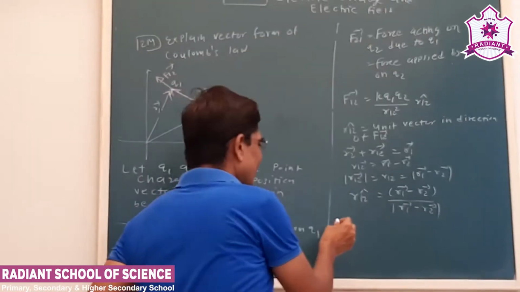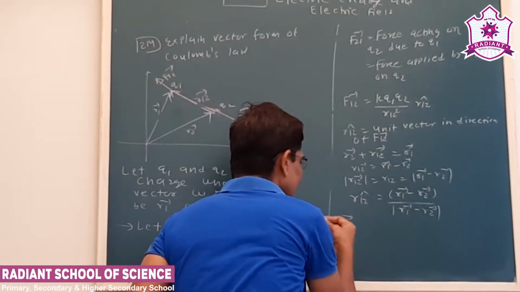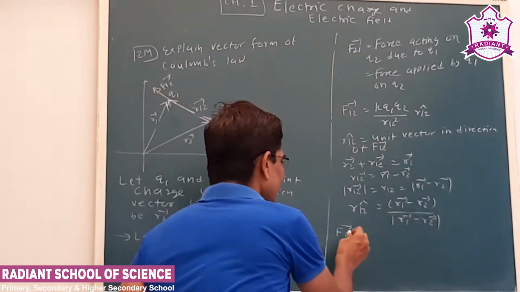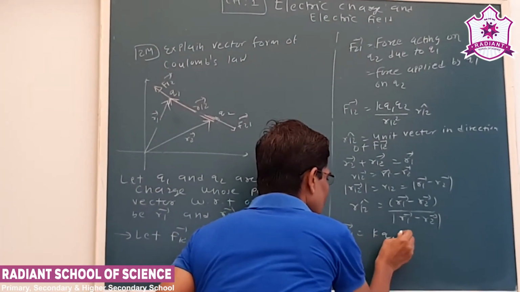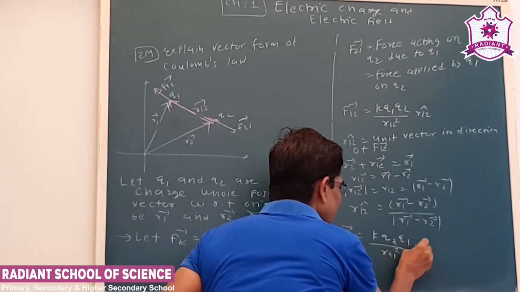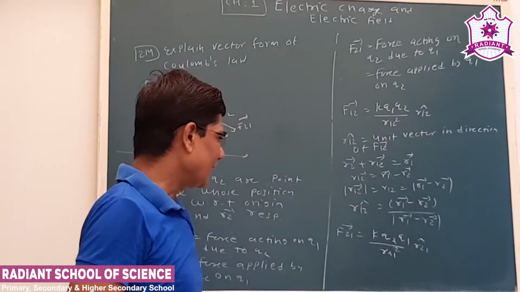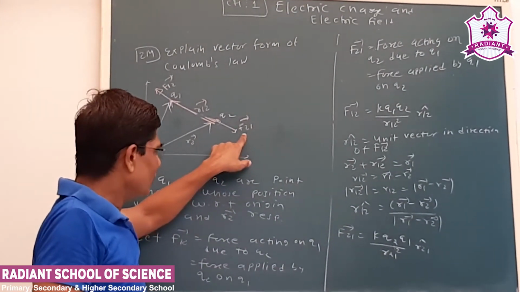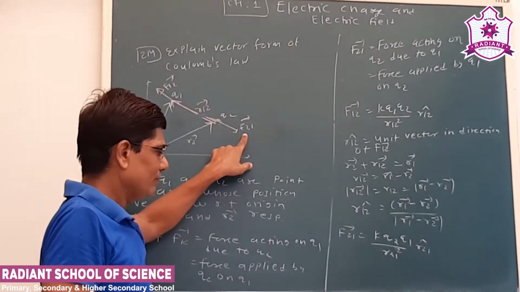Similarly, we can write F21, the force acting on Q2 due to Q1, as K Q2 Q1 upon R21 square into R21 caret. In that case also, R21 caret will be the unit vector in the direction of F21.